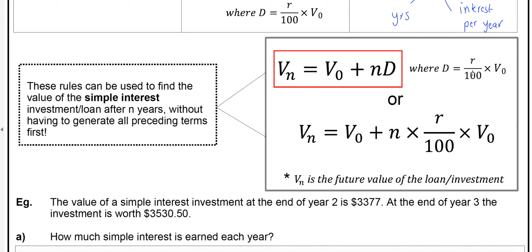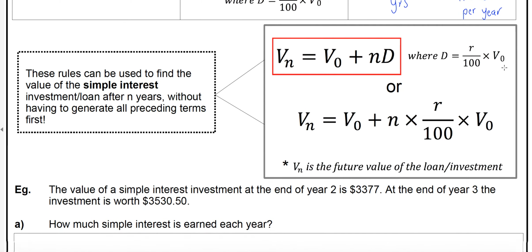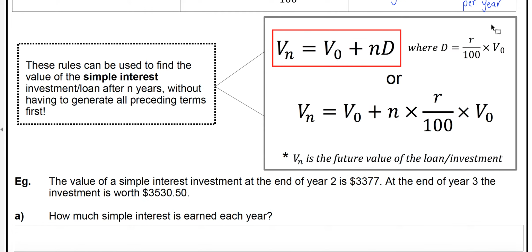You'll notice again, D is a percentage of the principal. That's the same as what we did before. Underneath is the same rule, but it's just got that value of D substituted. So it looks like a longer, more convoluted rule, but it's the same as the one above, but with D's substituted in. That means you can just do it in one step rather than finding D and then using this rule.